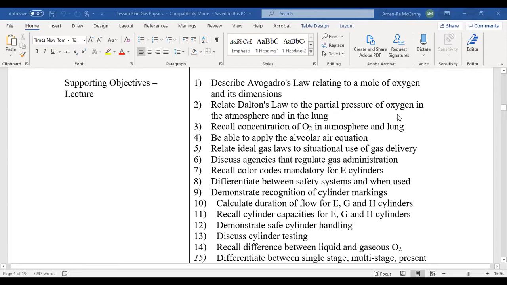Relate ideal gas laws to situational use of gas delivery. Discuss the agencies that regulate gas administration. Everybody has their hands in the pot, okay?